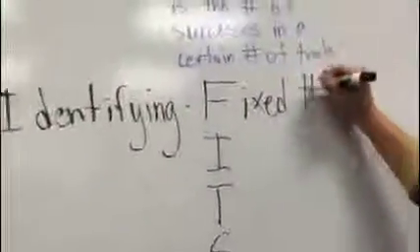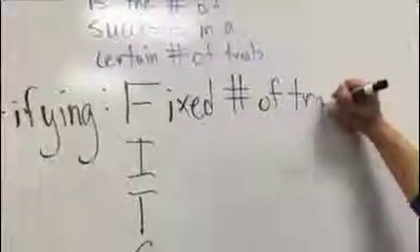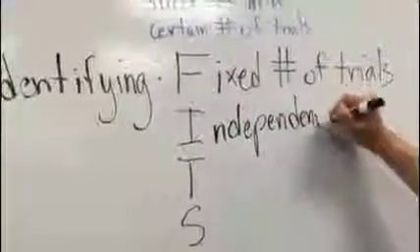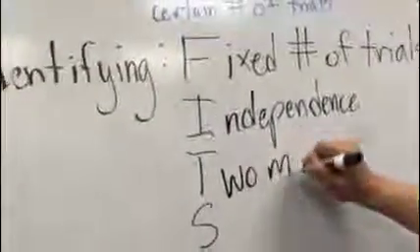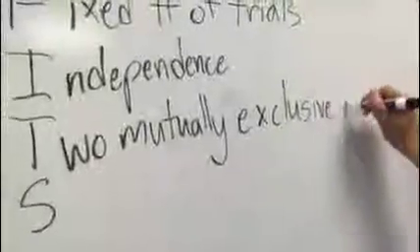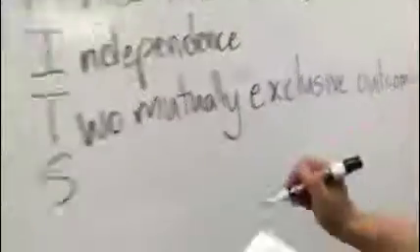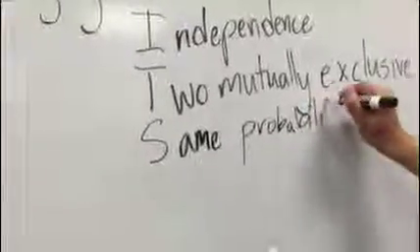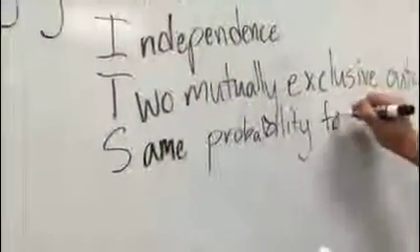F stands for fixed number of trials. I stands for independent, which means each trial is independent of the other. T stands for two mutually exclusive outcomes, which means two outcomes cannot happen at the same time. S stands for same probability of successes for all the trials.